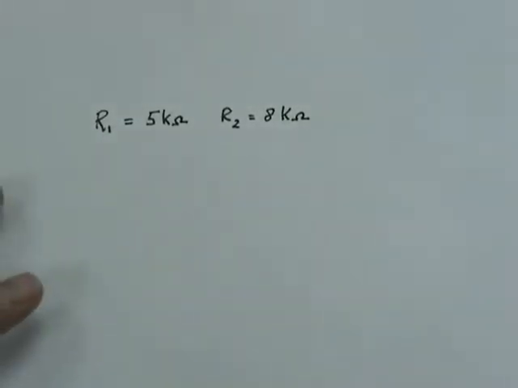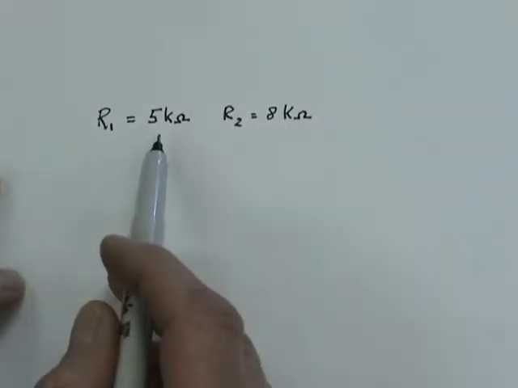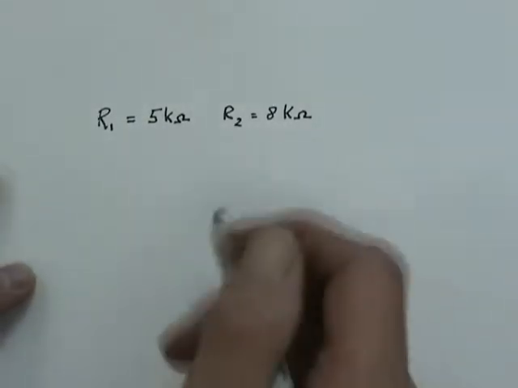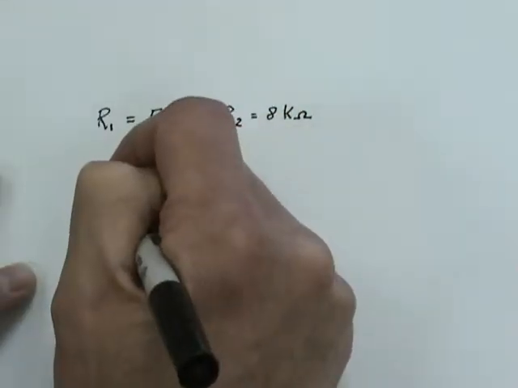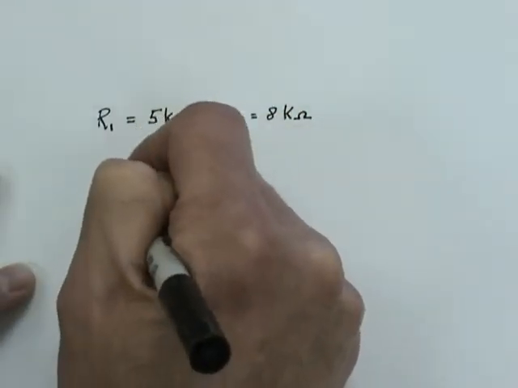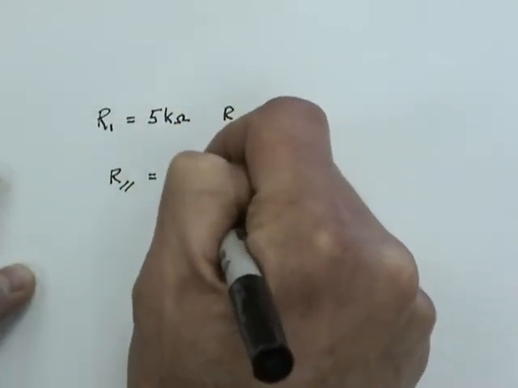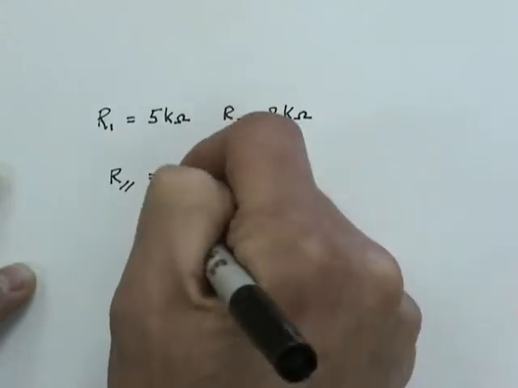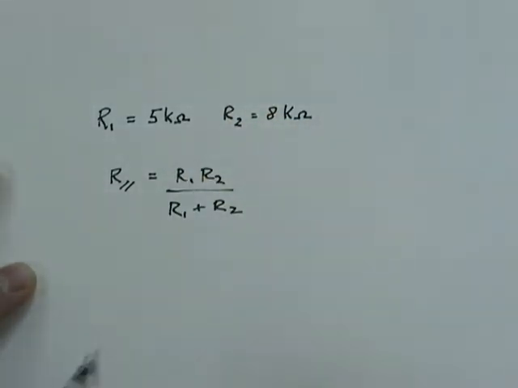Alright, let's take a look at the first problem, and I'm going to show you how I want it written out for each of these numbers 1 through 5. Now let's say we have a problem with R1 equals 5K, R2 equals 8K. So the first step is you write down the formula each and every time. So R parallel equals R1 times R2 divided by R1 plus R2. That's got to be there every time.